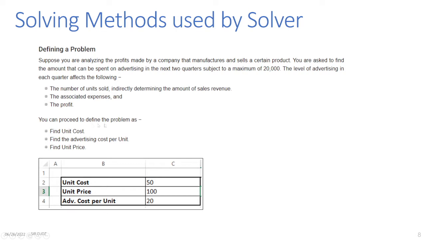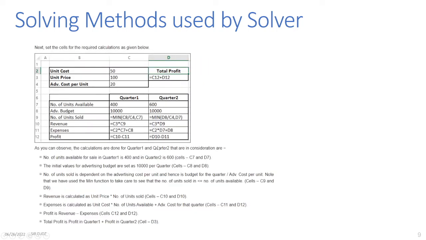You can proceed to define the problem as follows. Find the unit cost, find the advertising cost per unit, and find the unit price. So in that case, we have this one. We have the unit cost, unit price, and advertising cost per unit. Next, set the cells for the required calculation as given below.